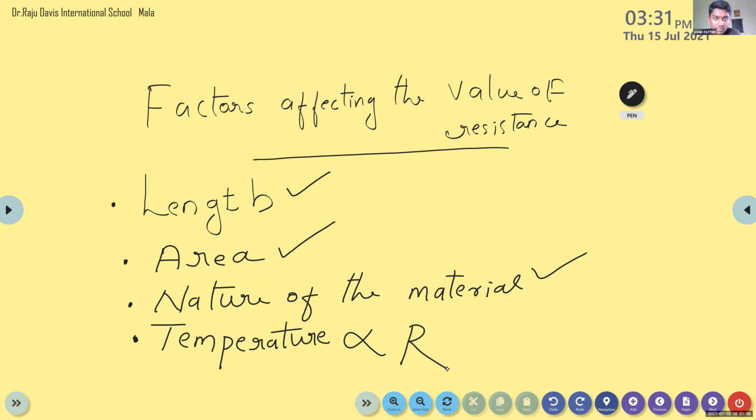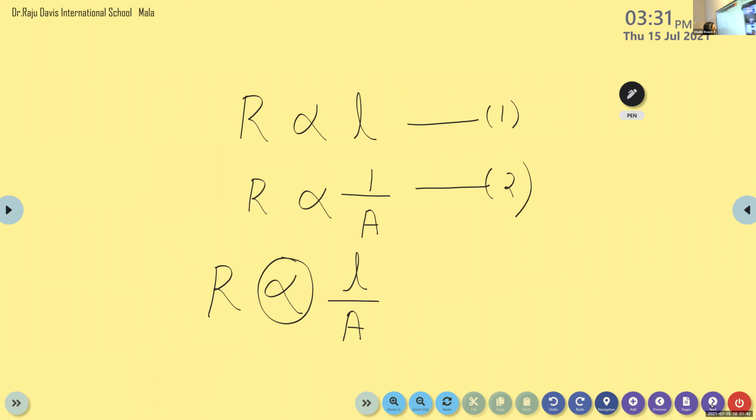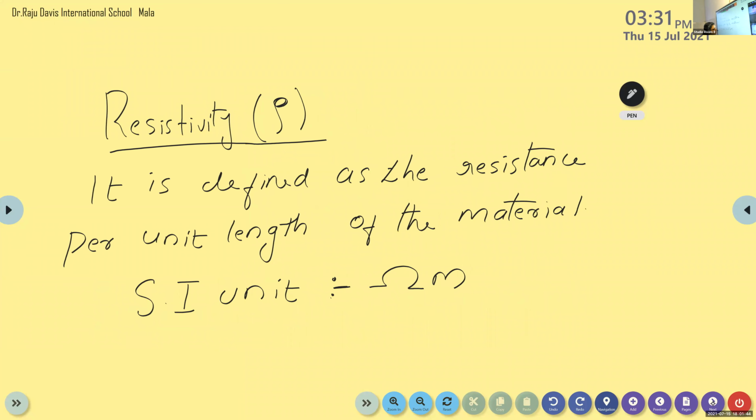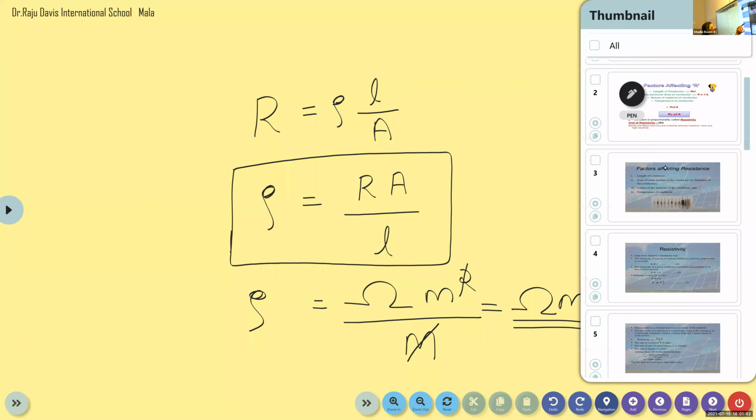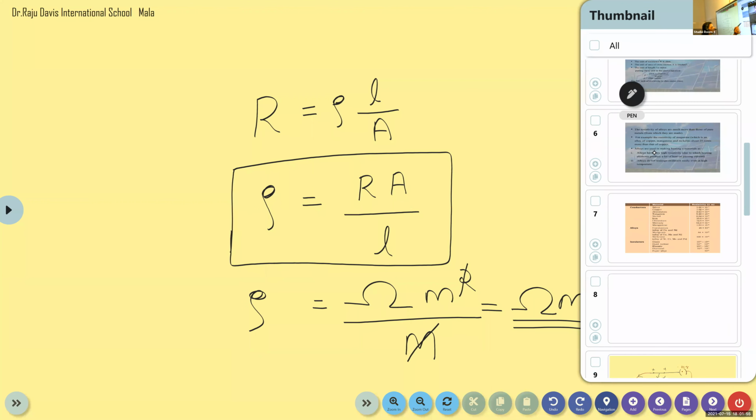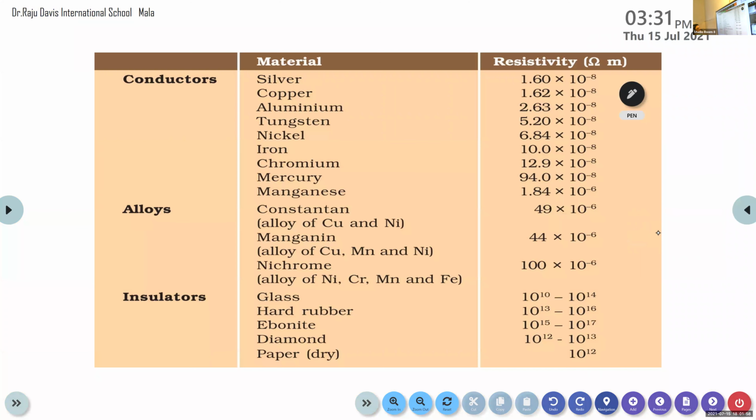Now I will show a table, the same table present in your textbook, page number 207. So this is the resistivity. The values of resistivity of some materials are provided here for conductors, alloys and insulators, for 20 degrees Celsius. These are the values of these materials at 20 degrees Celsius.